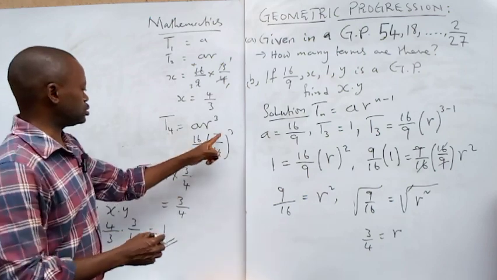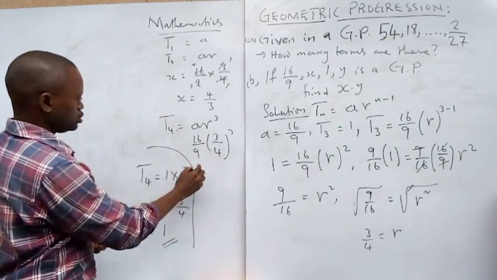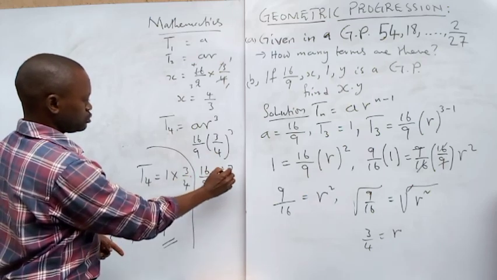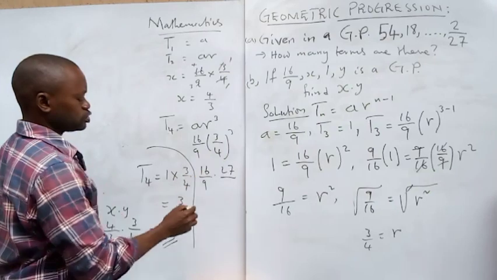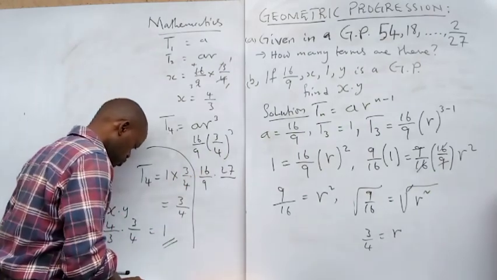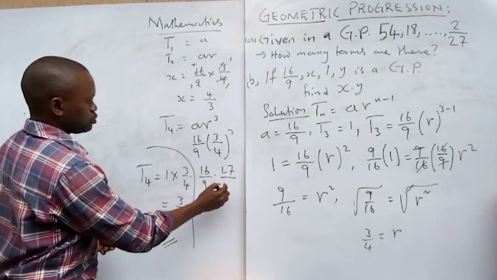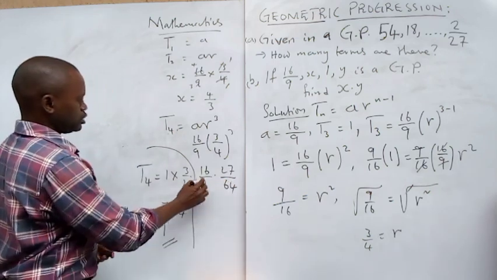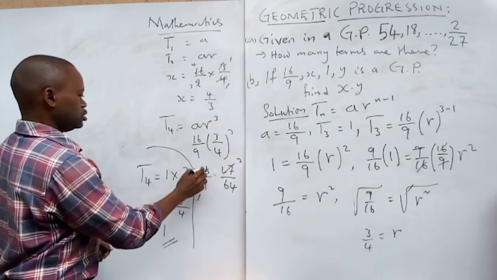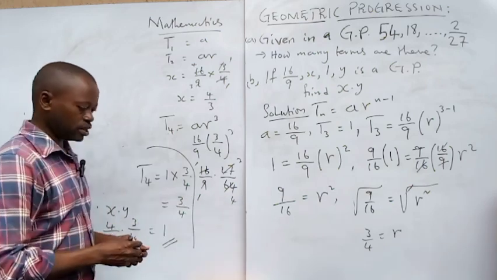Please, this is 16 over 9 times 27 over 4 raised to power 3. 4 raised to power 3 should be 64. So 9 cancels, 9 itself is 1, 9 here is 3. 16 itself is 1, 16 here should be 4. So you can see that balance.